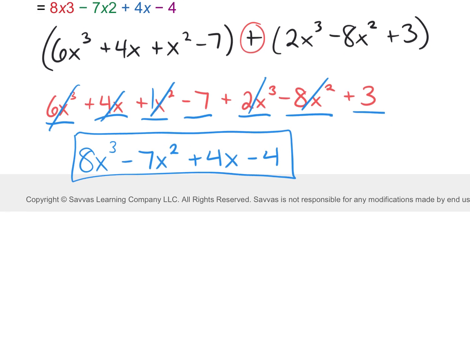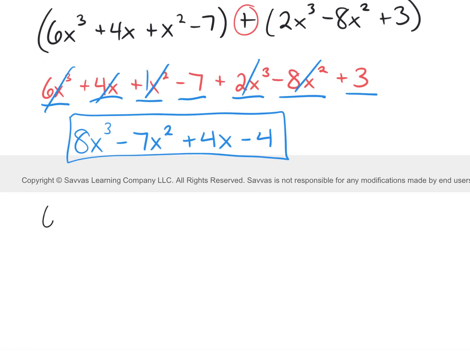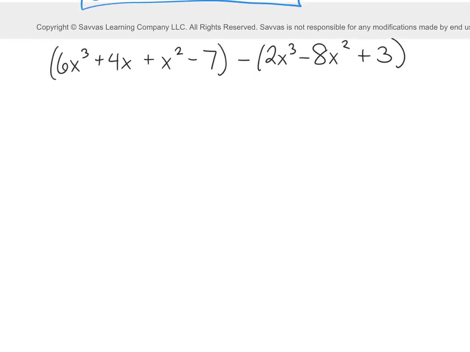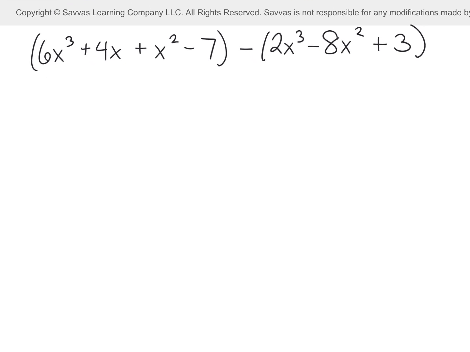I want to look at that same problem, but I want to look at it with subtraction. Okay. So I have 6x cubed plus 4x plus x squared minus 7 minus 2x to the third minus 8x squared plus 3. Same problem that we did before with addition, but this time we're looking at it with subtraction.